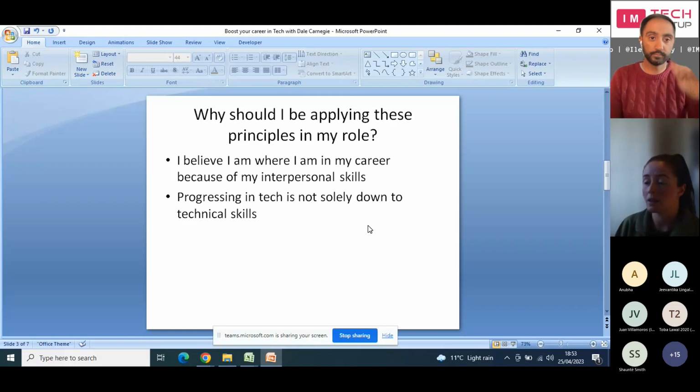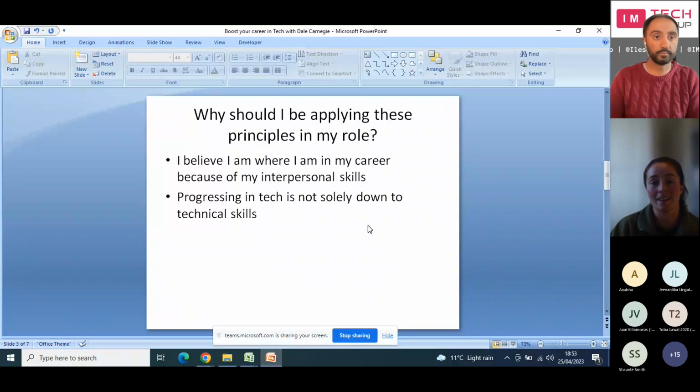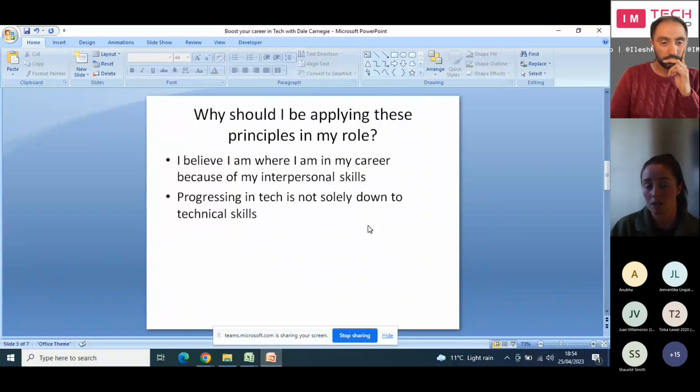I personally think that the principles, which I will run through in a minute, have really been key to me progressing in my career in tech. I honestly believe that the reason I am where I am in my role is because I have really good interpersonal skills. Obviously it helps having technical skills in a technical role, but I think interpersonal skills are the thing that has made me shine as a solutions architect.